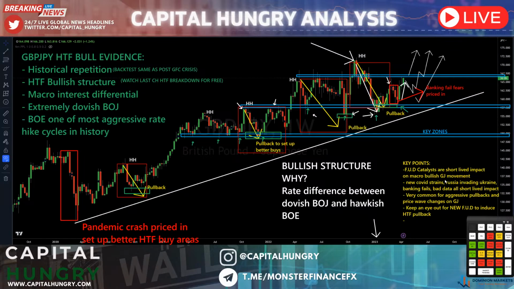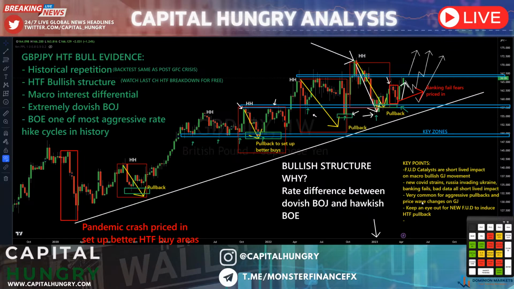Does this mean whenever you have fear, uncertainty, and doubt come into the markets that you should be buying GJ during that time? No. It means you should be adapting to a bearish pullback wave and potentially looking for better buys setting up at better higher time frame demanded price points of interest, right? So whether it was new COVID strains, Russia invading Ukraine, banking fails, bad data, all of that fear and strength in the yen is very short-lived in impact compared to the bullish structure and macro rate differential between a dovish Bank of Japan and a hawkish Bank of England, right?